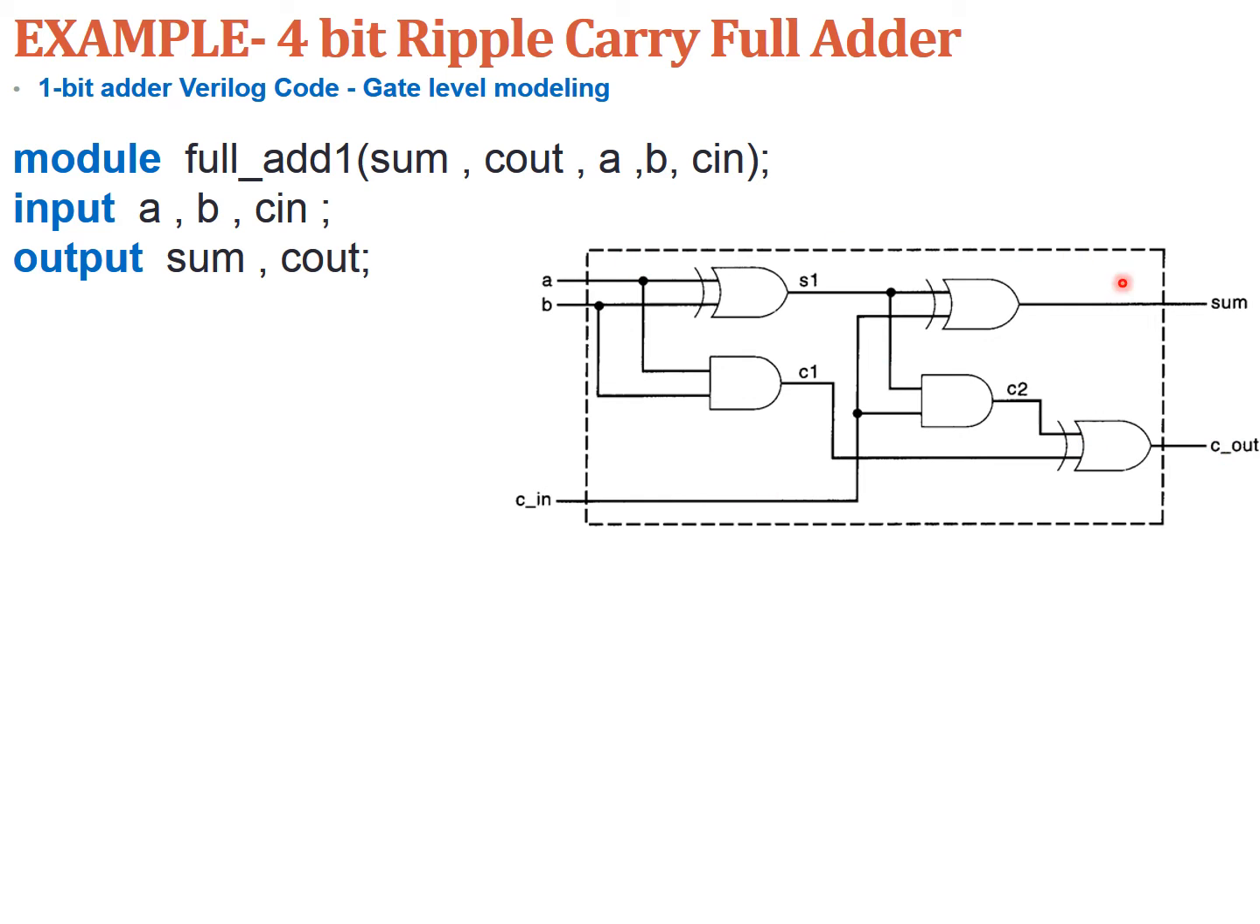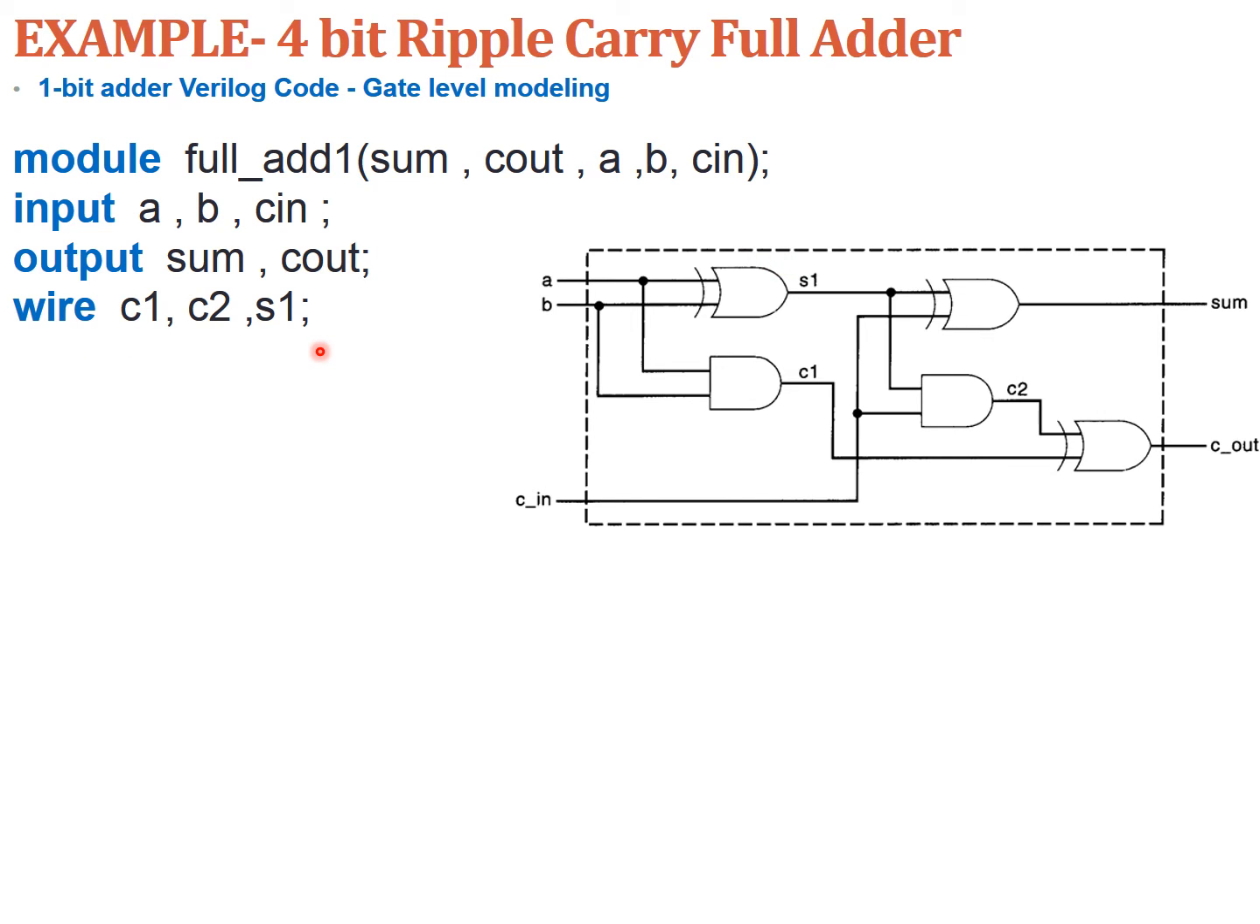Next, if we carefully observe this gate level diagram, internally we have some structural connections between the gates. Structural connection between the gates or the hardware elements are the nets, and nets are declared using the keyword wire. So we have three wires here: C1, C2 and S1. We have done the declaration.